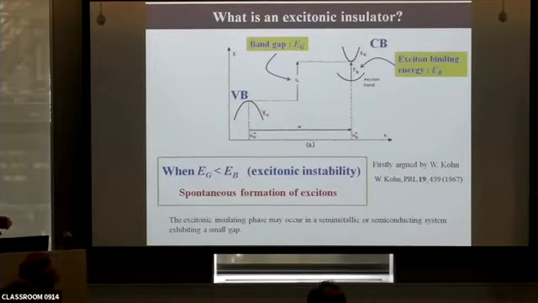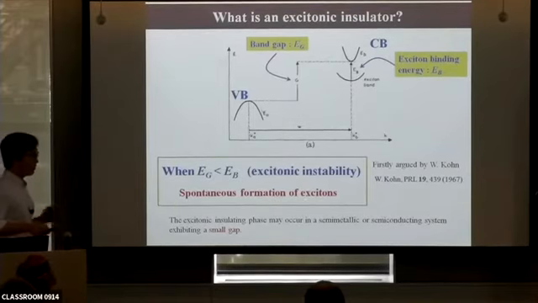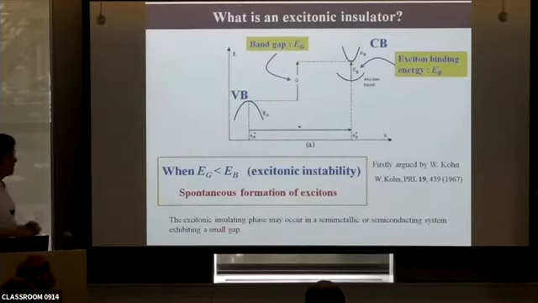And here is the exciton band. It is inside the gap region. The exciton binding energy can be estimated from the energy difference between the exciton band and the bottom of the conduction band. When the band gap is smaller than the exciton binding energy, the excitons form spontaneously. In other words, the excitonic instability happens, and it drives the system into the excitonic insulator.